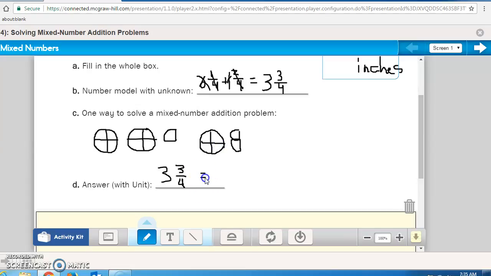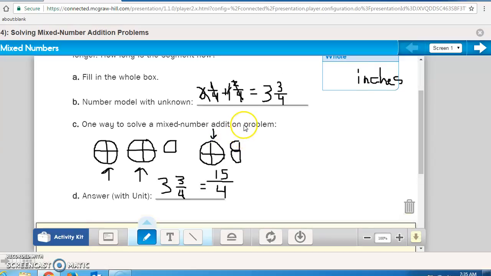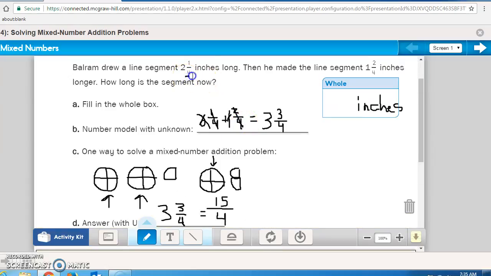So 3 3/4 equals 4, 8, 12, 13, 14, 15, and once again, my denominator stays the same, fourths, because that's how many I divided the wholes into. And how did I know to divide them into fourths? By looking up here at the problem and seeing that the number 4 was already given as the denominator.